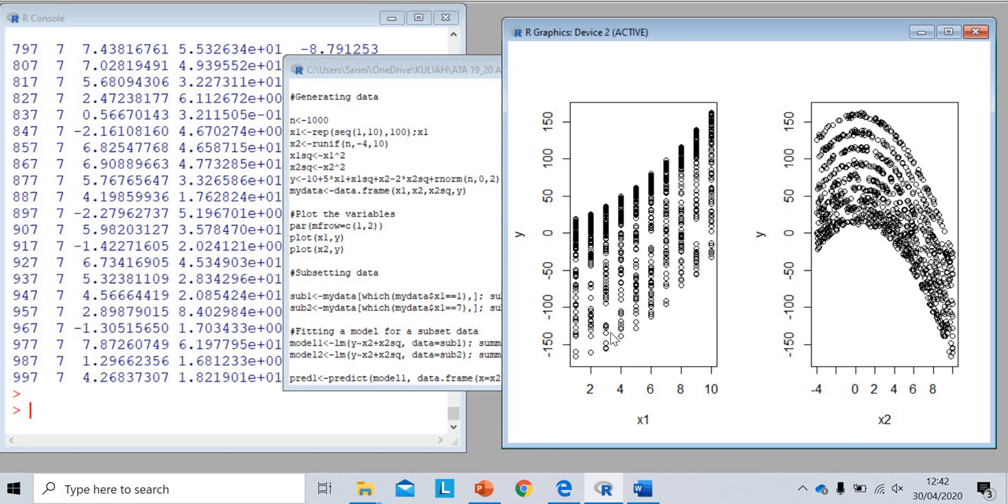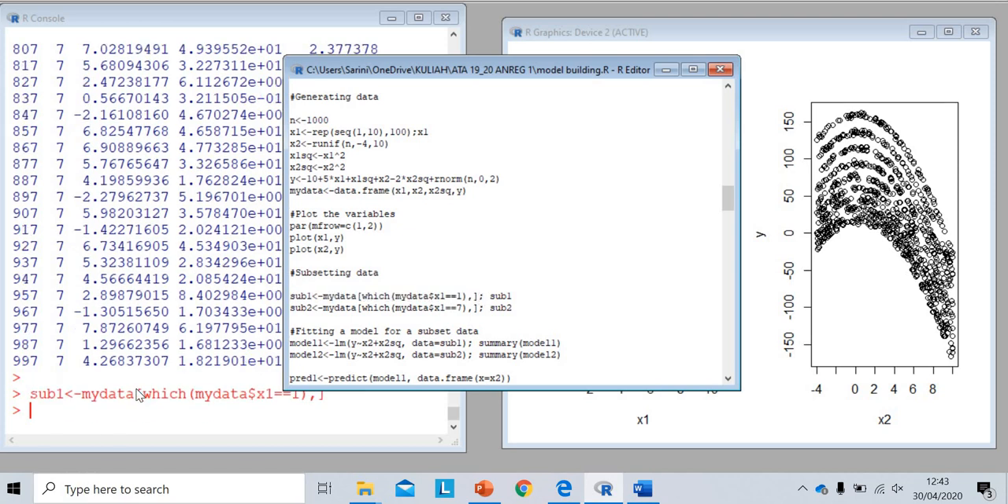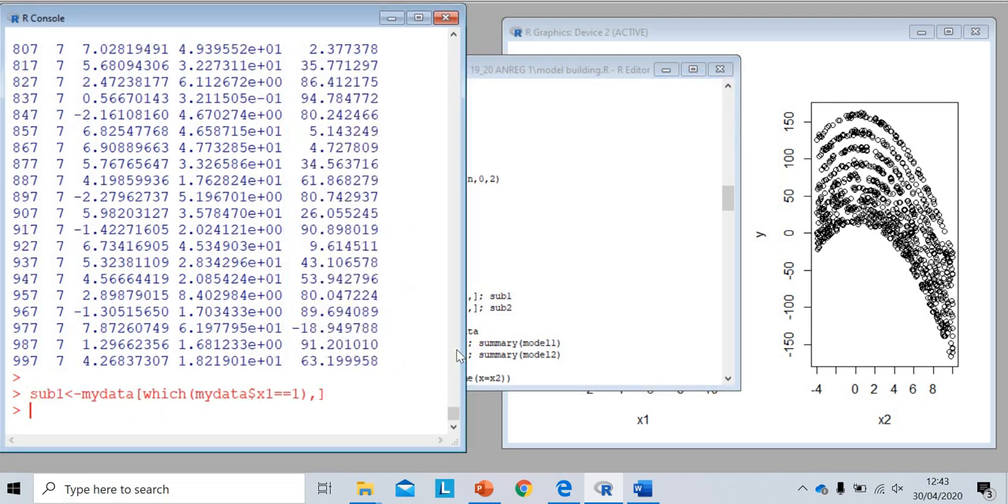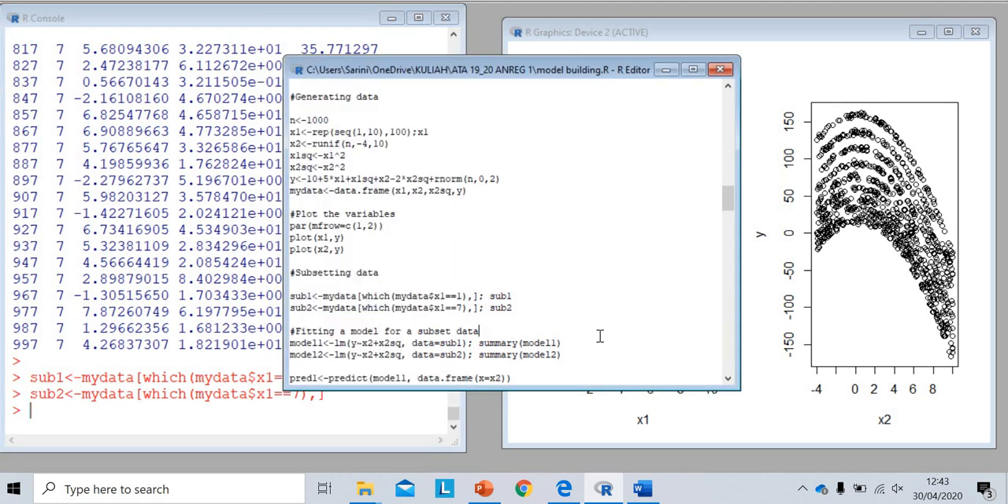Okay, so then I will choose x1 on one level and x1 on another level, and then I will fit the regression of y and x2. So this is how we do the subsetting. For the first subset, I choose x1 equals 1. That's my first subset data. And then the second subset data is that I will choose x1 equals 7. You can just choose other values, at least two different values of x1.